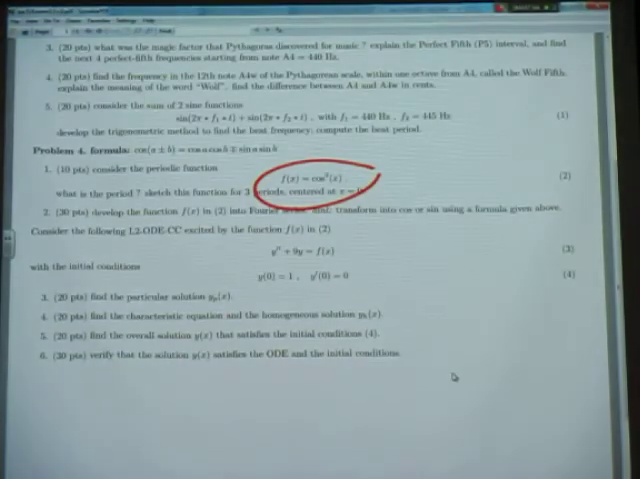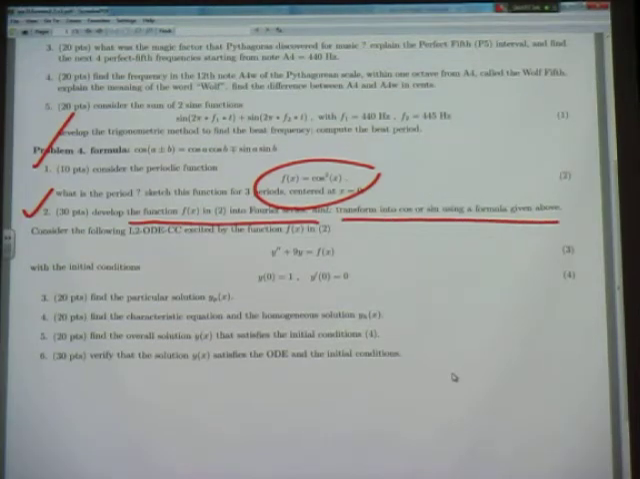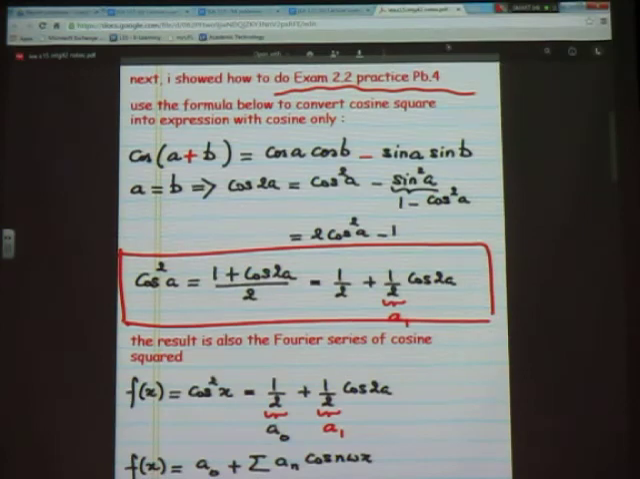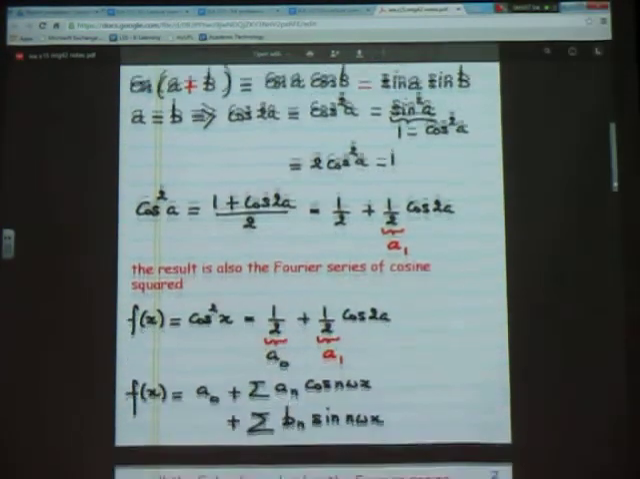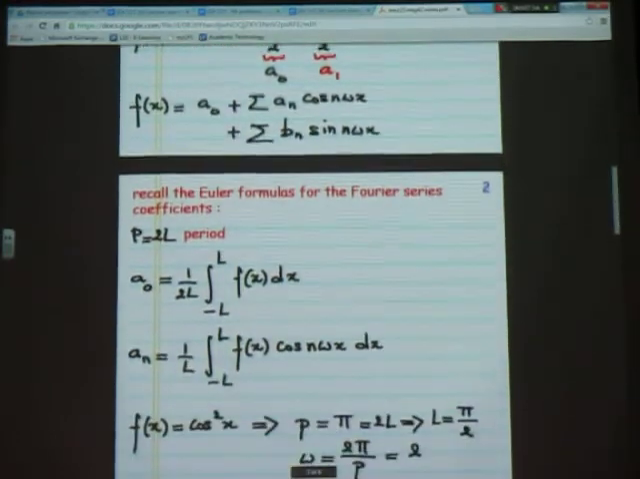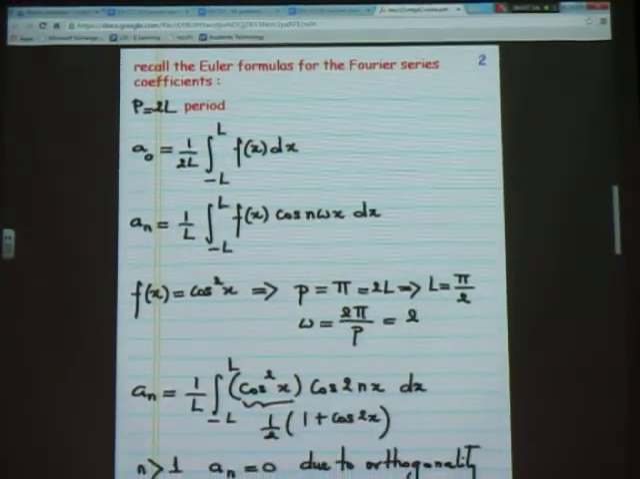Okay, so let's check here. So question 1 is known. Question 2, develop into Fourier series, and the hint is to transform the function into cosine or sine. Okay, and let me go down here to review for you a little.